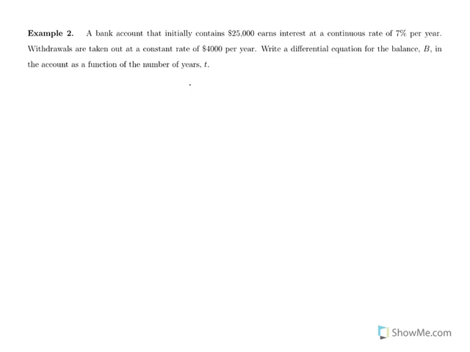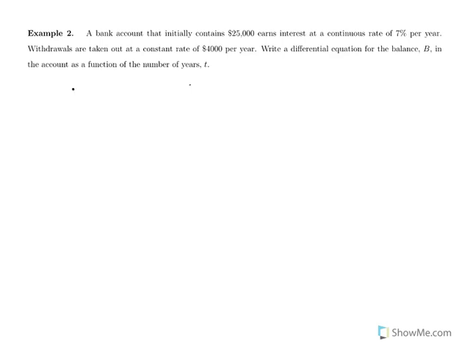Here's our problem. Let's find a model for what we're dealing with here. A bank account that initially contains $25,000 earns interest at a continuous rate of 7% per year. Withdrawals are taken out at a constant rate of $4,000 per year. Write a differential equation for the balance B in the account as a function of the number of years T.